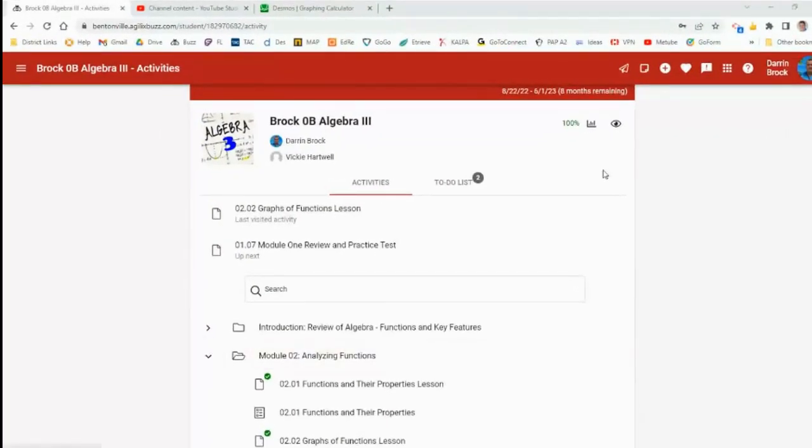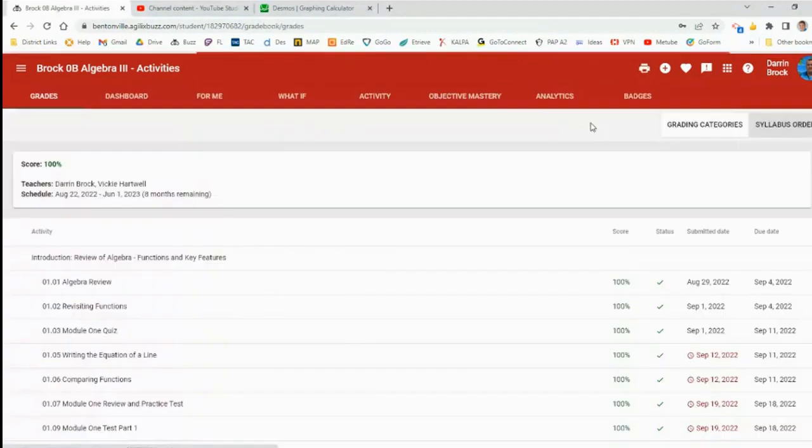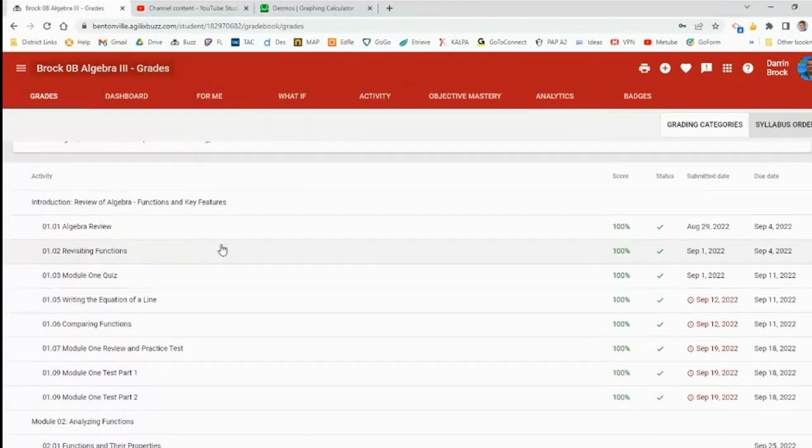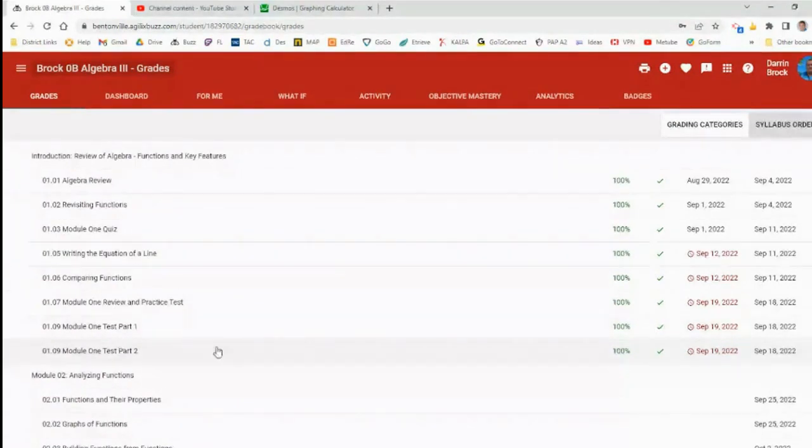Looking at our grade book to see what was due, we should be finished with Module 1 now. The test was due this weekend, so you should have had the practice test completed and parts 1 and 2 of the Module 1 test. So if you're not finished with Module 1, you are behind. So you need to get caught up as soon as you can.